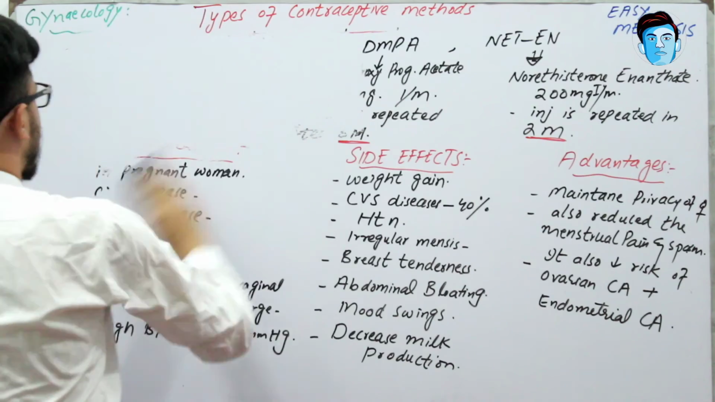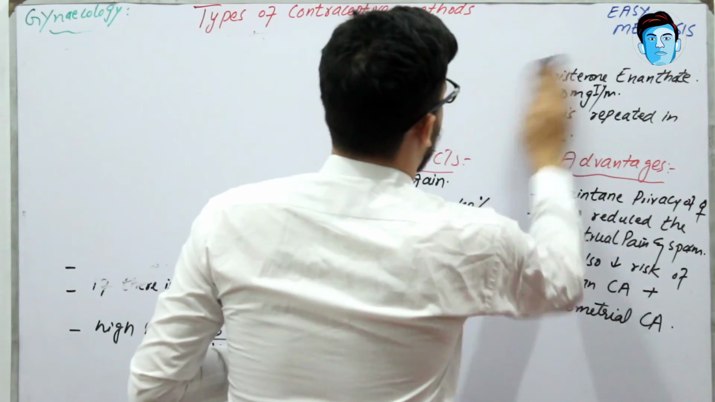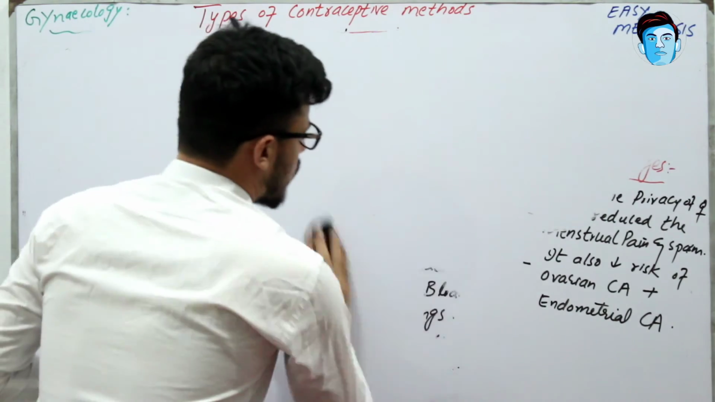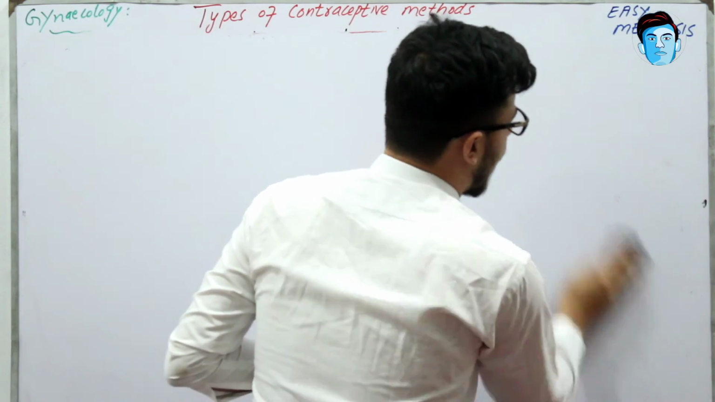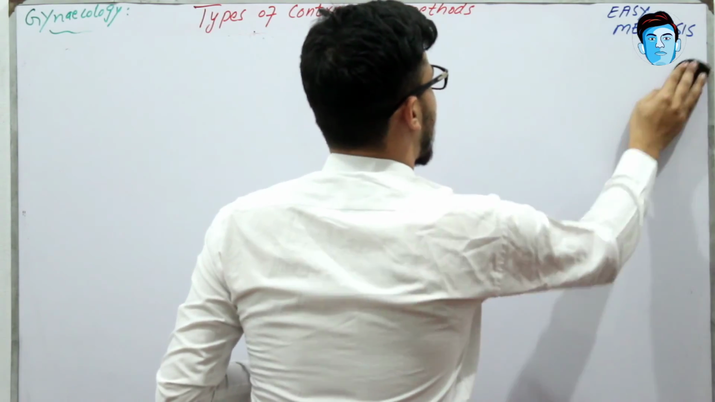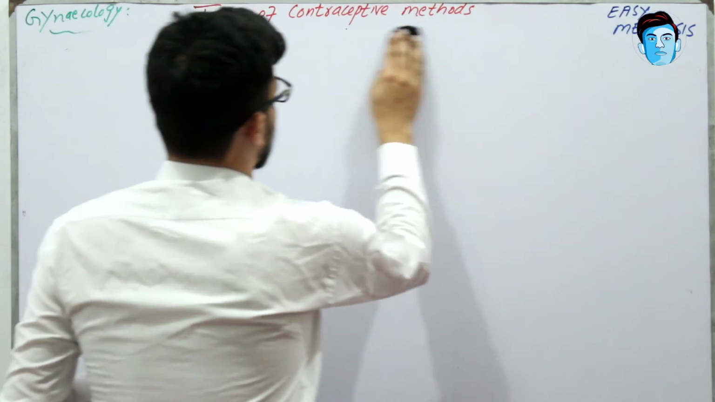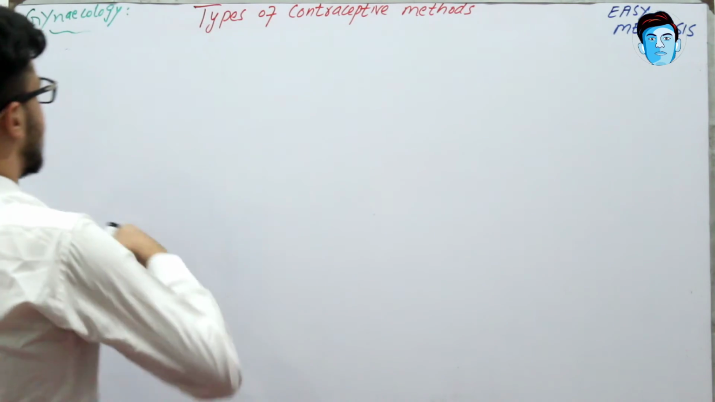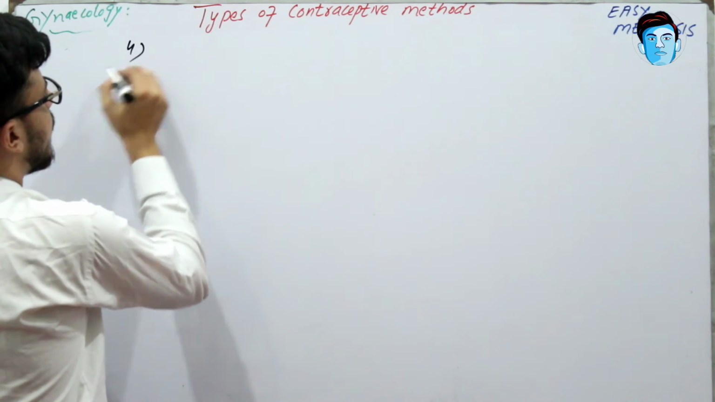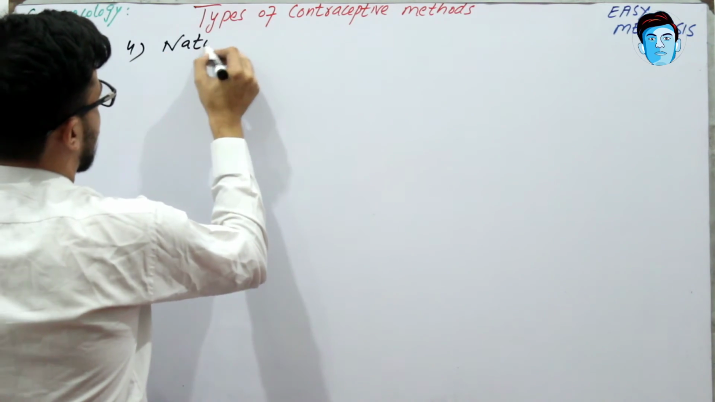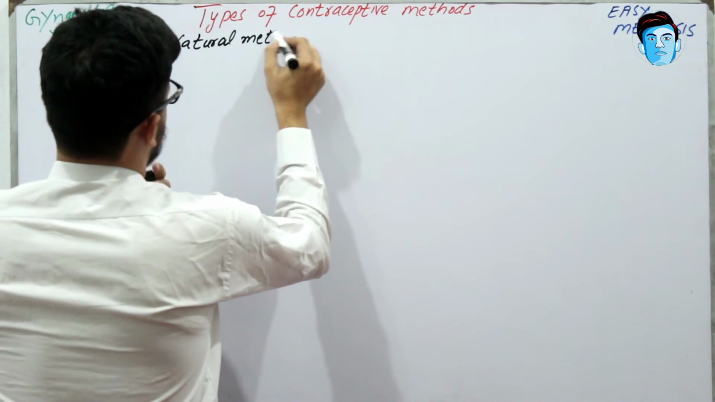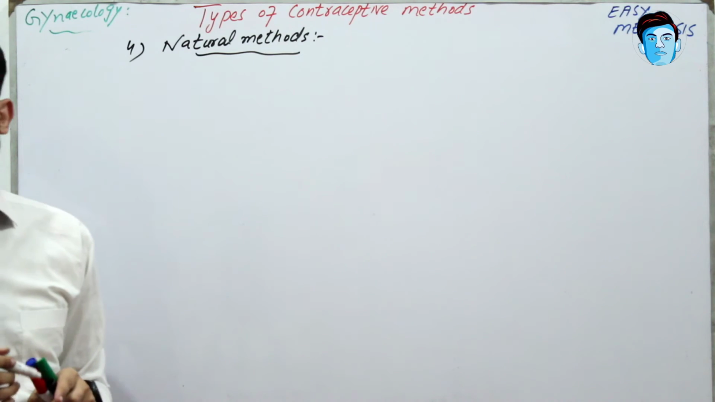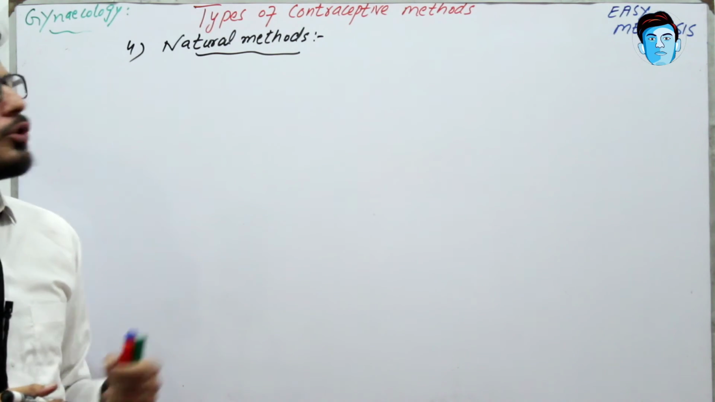Now let's discuss the fourth type of temporary method of contraception, and that is called the natural method of contraception. The temporary methods of contraception are divided into barrier methods, intrauterine contraceptive devices, hormonal methods and natural methods. Here we will be discussing the natural methods of contraception. Natural methods mean that no artificial devices are used in order to prevent pregnancy.